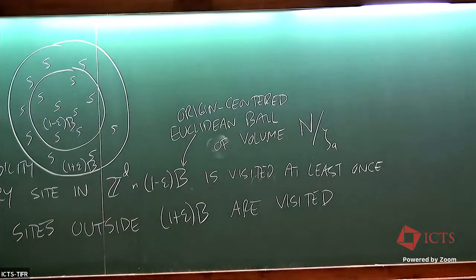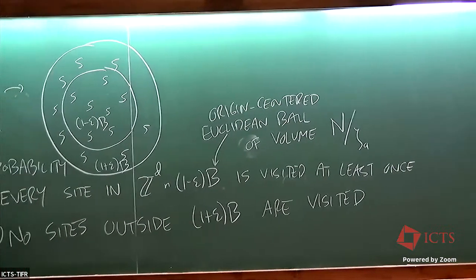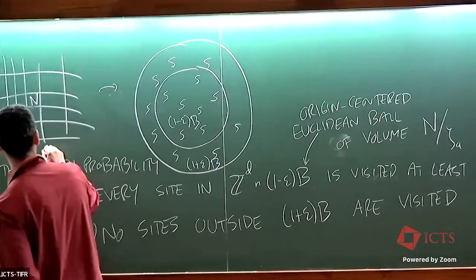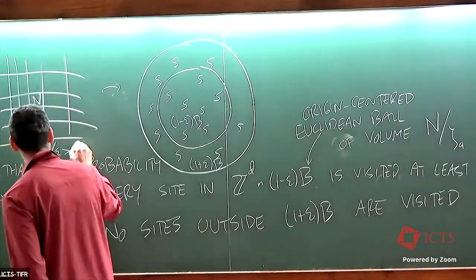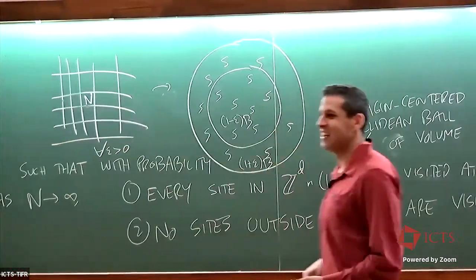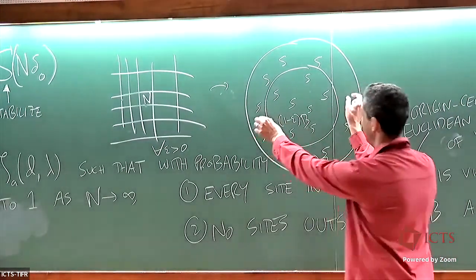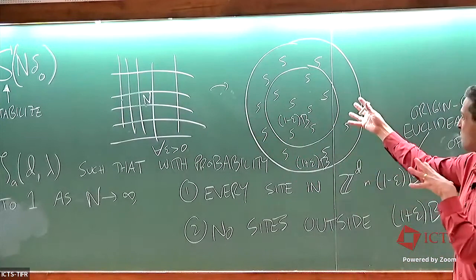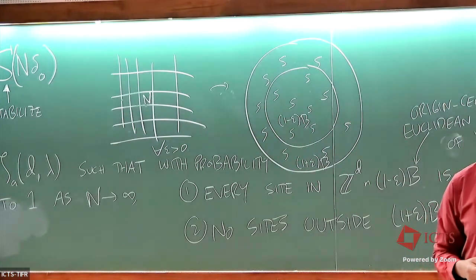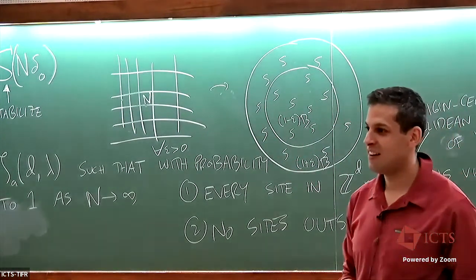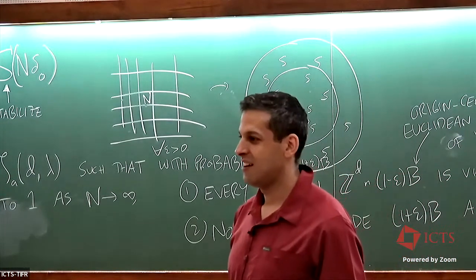What is epsilon? Epsilon is arbitrary. So there exists this number such that for any epsilon greater than 0, this holds. So no matter how small you make the gap between these balls at the macroscopic scale, this will hold with probability tending to 1.